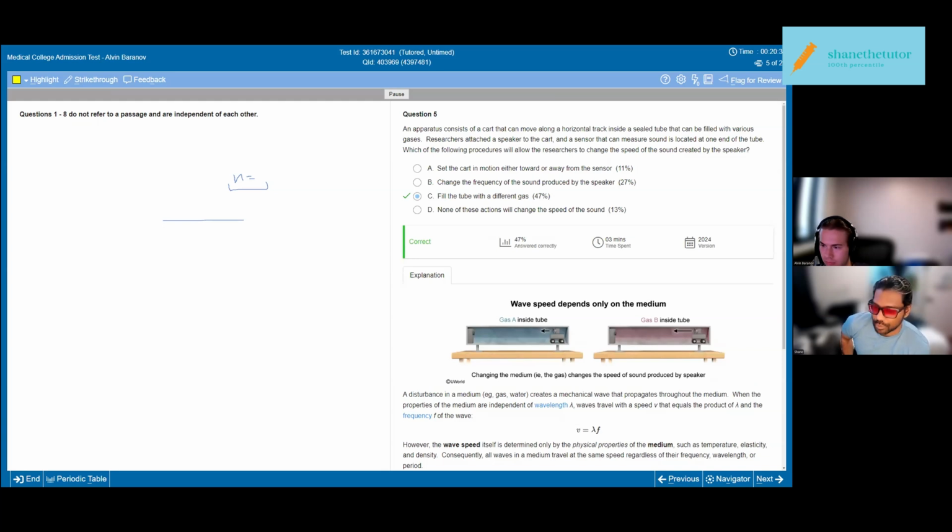Think about that in real life. If it's a high pitched sound, does it mean that it's moving faster? Doesn't mean it's moving faster.